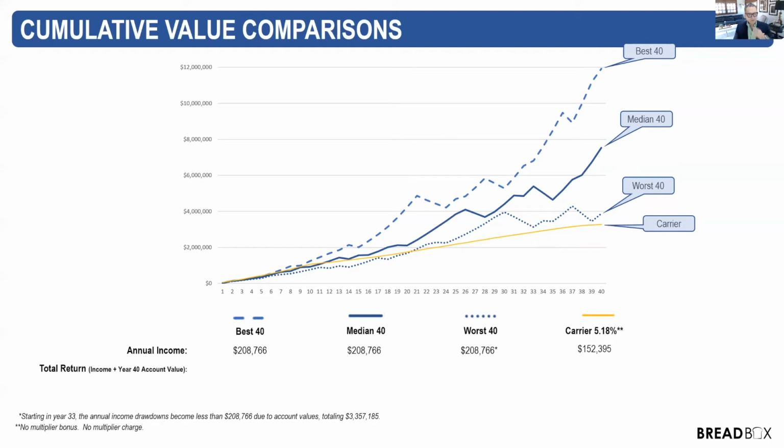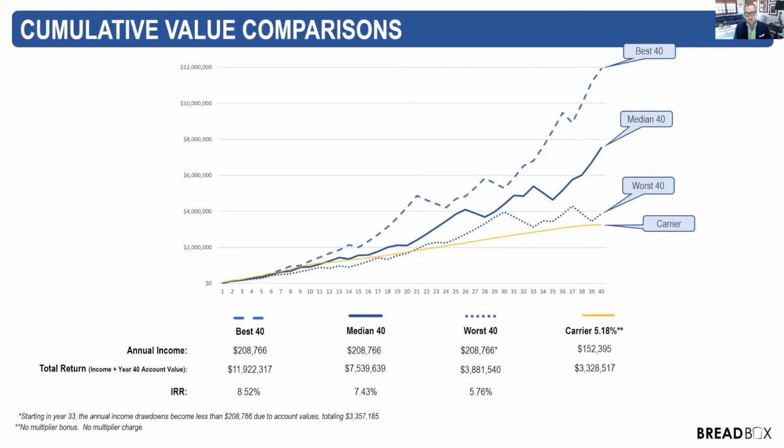Okay, total return. The total return is the total cumulative income drawn down plus the ending account value in the 40th year. In the best 40-year period, it was 11.9 million. The median 40 was 7.5 million. The worst 40 was 3.8 million. If we look in the carrier illustration that we ran, and we look at the total income drawn down plus the cash surrender value net of loans in the 40th year, that number is 3.3 million. Interesting, right? Pretty big disparity there.